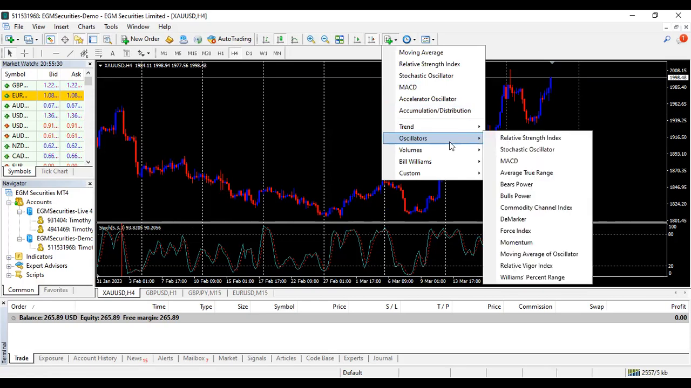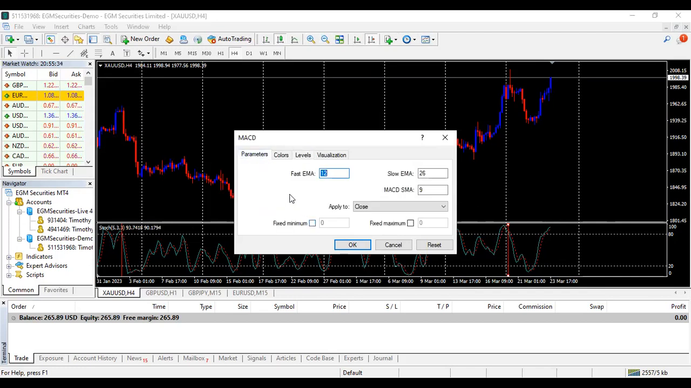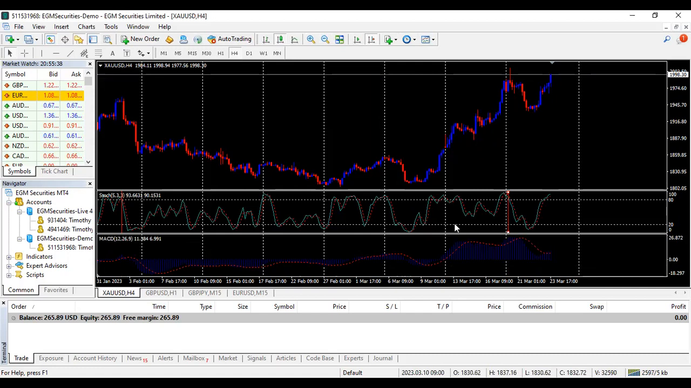So next, let's look at the MACD. The MACD is an oscillator. So here it is. We just take the default setting, and with the MACD, you can see here it is below.